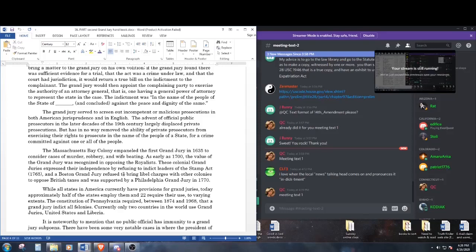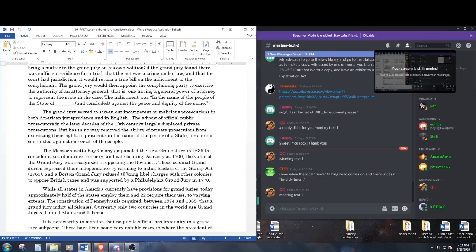The Massachusetts Bay Colony impaneled the first grand jury in 1635 to consider cases of murder, robbery, and wife beating. As early as 1700, the value of the grand jury was recognized in opposing the royalists. These colonial grand juries expressed their independence by refusing to indict leaders of the Stamp Act, and a Boston grand jury refused to bring libel charges. Other colonies opposed British taxes, and were supported by a Pennsylvania grand jury in 1770. While all states in America currently have provisions for grand juries, today approximately half of the states employ them, and 22 require their use to varying extents. The Constitution of Pennsylvania required between 1874 and 1968 that a grand jury indict all felonies.